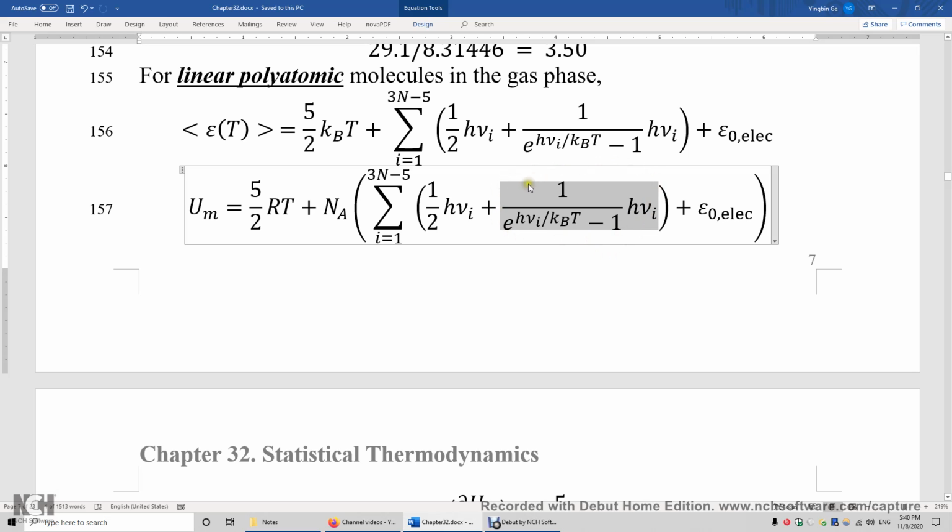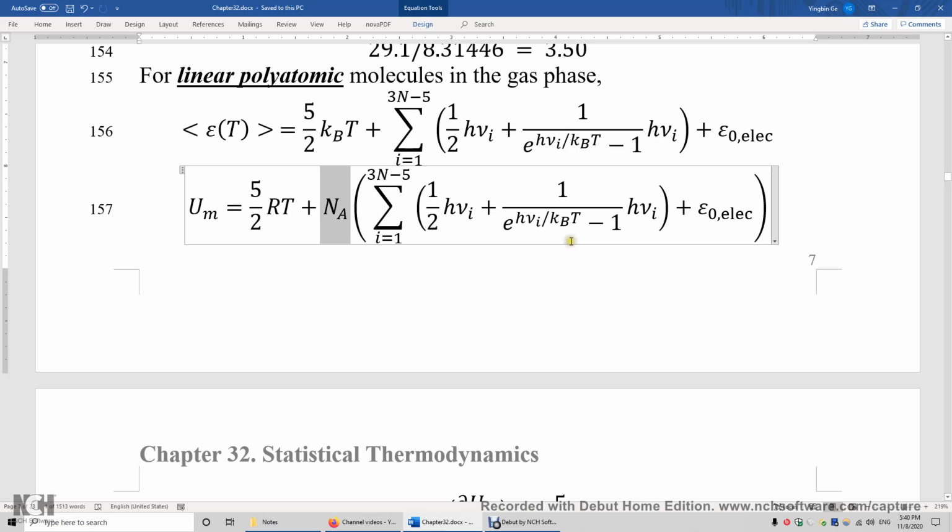So if the temperature is very high, and then we have this KBT much greater than h nu, and then if we use Taylor expansion, the denominator becomes h nu over KBT. And then you have h nu divided by h nu over KBT, you get KBT. And KBT times this Avogadro constant, it's going to be RT.